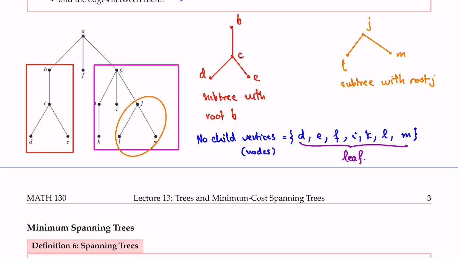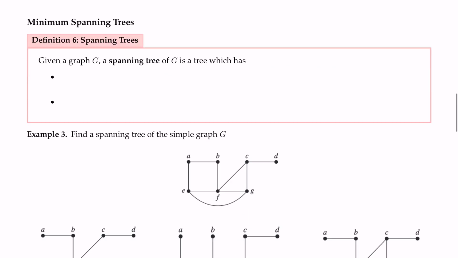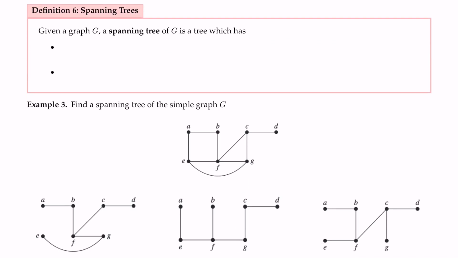Now we're going to cover more definitions. The next definition is called spanning trees. We need to know spanning trees because eventually we're going to do minimum cost spanning tree analysis. So what is a spanning tree? For a given graph G, a spanning tree of G is a tree which has all the same vertices of G and some or possibly all of the edges of G.